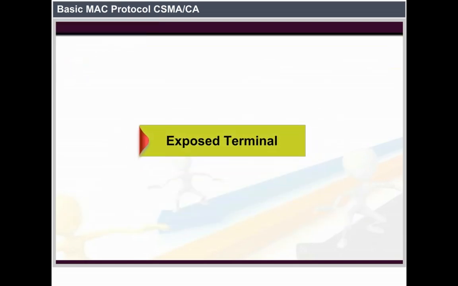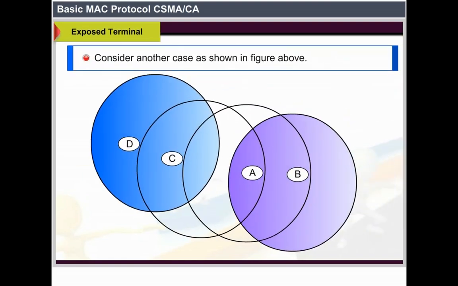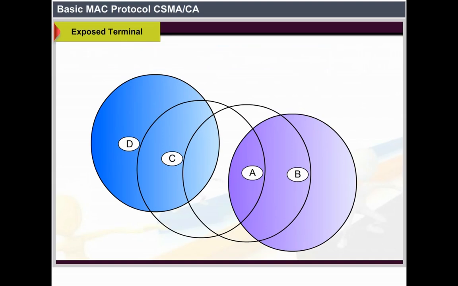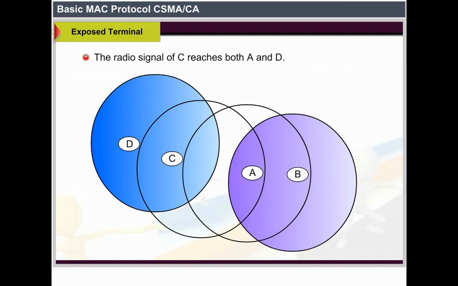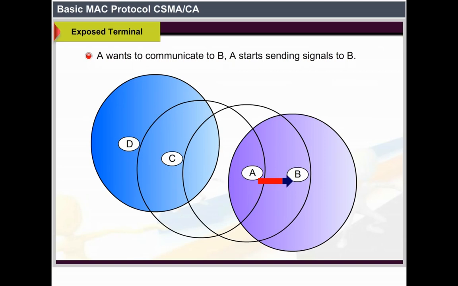Exposed terminal. Consider another case as shown in the figure above. The radio transmission signal of A reaches C and B. The radio signal of C reaches both A and D. A wants to communicate to B. A starts sending signals to B.